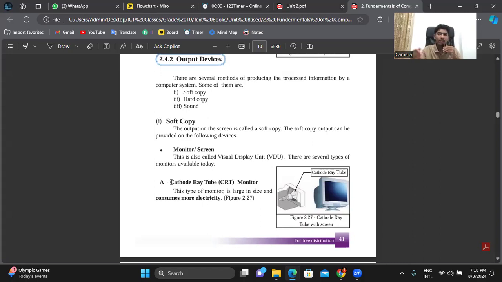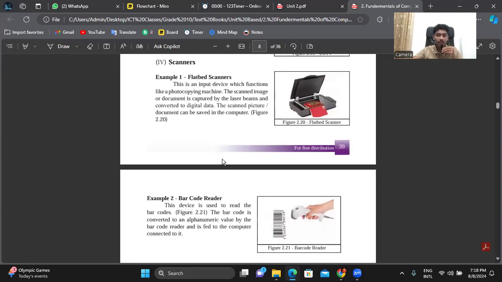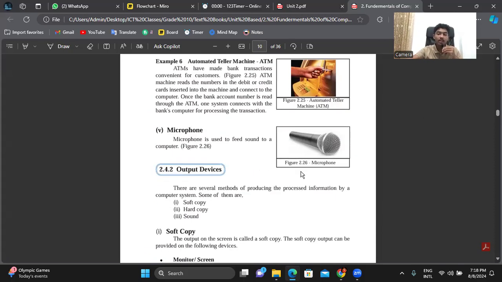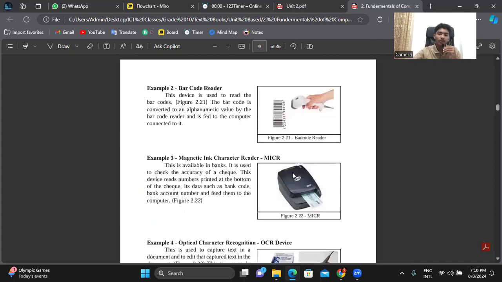Before starting, you just need to write down this subtopic. You wrote the topics input device and output device last week. So again, you need to write down a subtopic: input devices, and write a small definition for input devices.